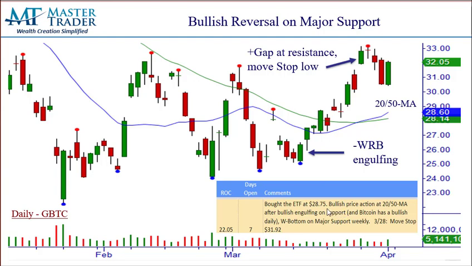And so let's see what I wrote here. Bullish price action after the 20-50 MA, bullish engulfing on support, and also Bitcoin has a bullish daily. And I'm not showing you the weekly here, but it also had a W bottom on major support on the weekly. So there's a lot of things suggesting that this could be a very, very nice tradable low, whether it's just in a trading range, trading support back up to resistance, or based on the higher time frame weekly, this could be what we call a core long position, which means a holding period of weeks to months.